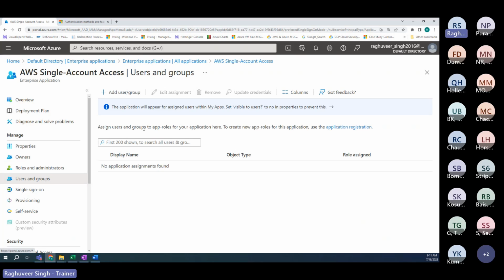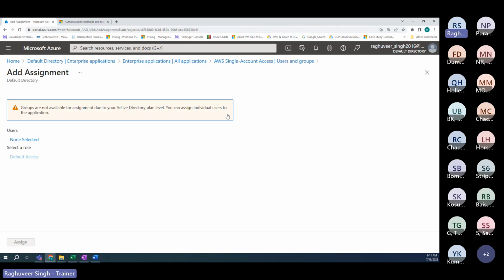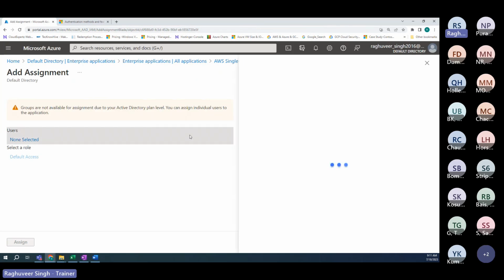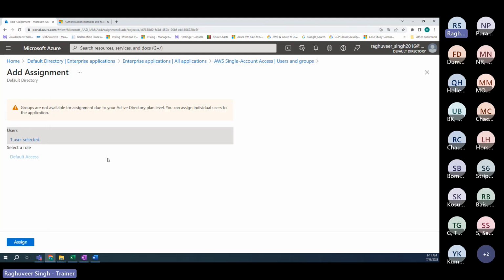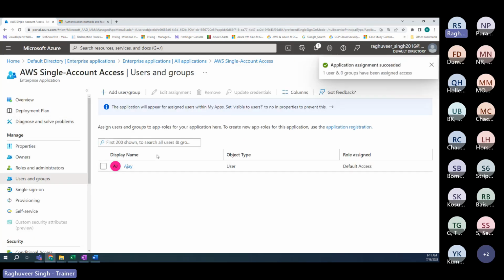So this is AWS single account access, let's say one application. What I will do is add my users and groups here. I'll select my users from here. These are my identities, and these are my users in Azure Active Directory. I'll select the user here, and I will assign this application to the user. Now the application is assigned to the user.